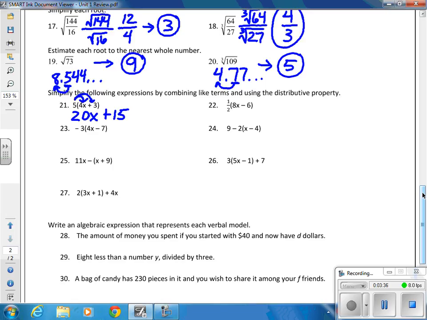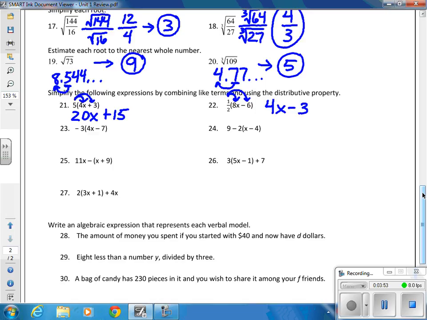Right? That's all there is to that one. Go over to number 22. You're going to take half of each number. Half is one of the easiest fractions to work with. 1/2 of 8x is going to give you 4x. 1/2 of negative 6 is going to give you negative 3. And it's already in the correct order.